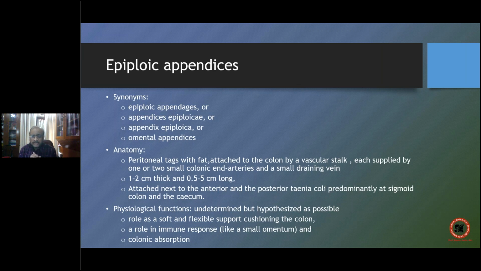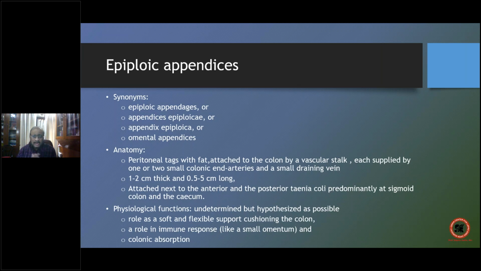What are the epiploic appendices? Because we said, remember, two things which are identified in the colon for you: one, epiploic appendices, and number two, haustra. Now, there are a number of synonyms for the epiploic appendices. They may be called epiploic appendages, appendices epiploicae, appendix epiploica, omental appendices, and these are just synonyms for it.